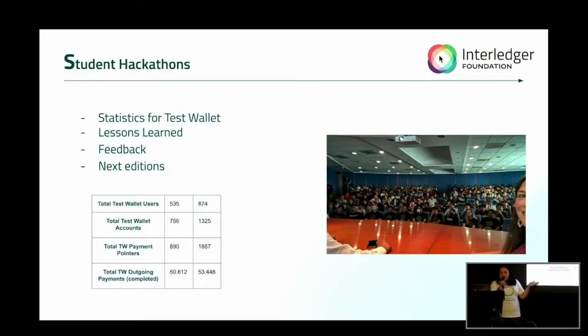You can see there the Test Wallet accounts, which are the currency accounts, so the different currency accounts. Usually the students did USD and the Mexican pesos. And then payment pointers, new Test Wallet payment pointers, and outgoing payments, which is completed transactions, basically. So you can see the difference between the before and after statistics.